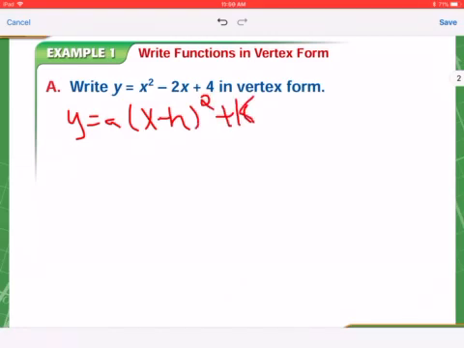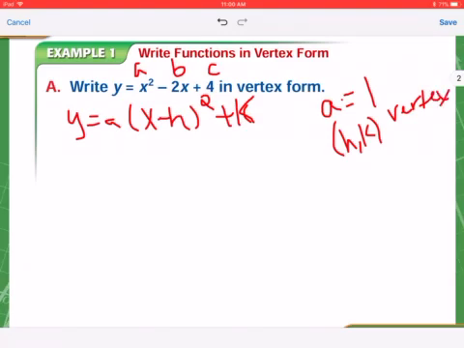Okay, so a is the same a that's in your standard form, which is always a, b, c. So for this equation, a is 1, b is negative 2, and c is 4. So here, a would be 1. And then h, k is the vertex.